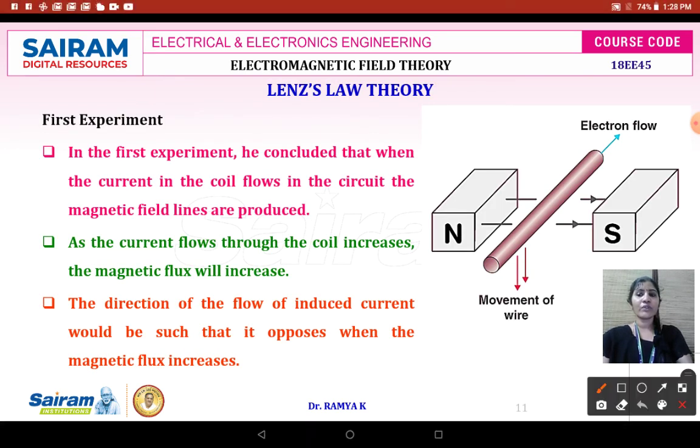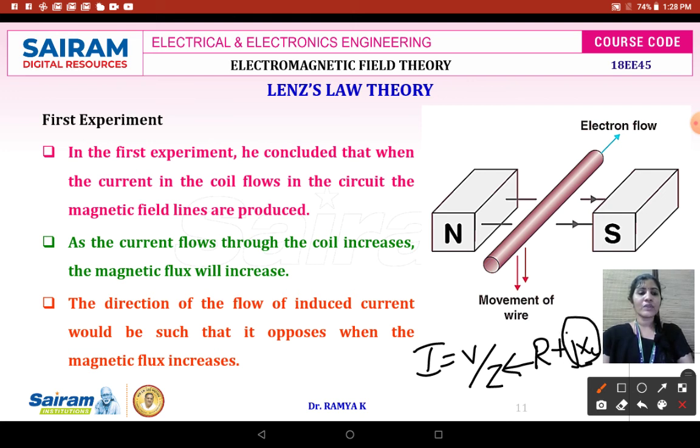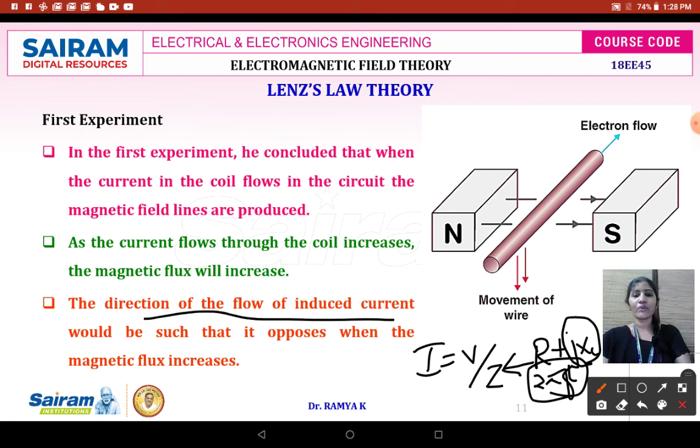Because inductance is something which opposes your flow of current, because I is equal to V divided by Z. Z not only depends upon the resistance, it also depends upon your inductance, that is R plus jXL minus jXC. So when the inductance value increases, then 2 pi FL, your inductive reactance, increases, which causes the current to reduce. Therefore, the direction of the flow of induced current would be such that it opposes when the magnetic flux increases.